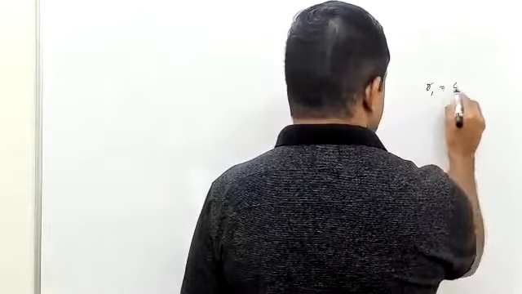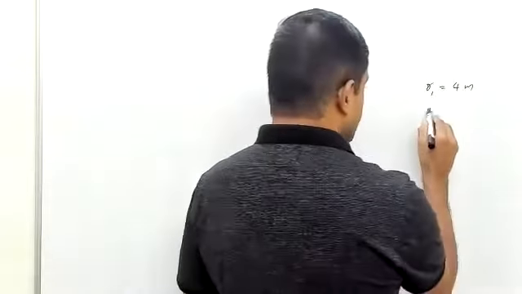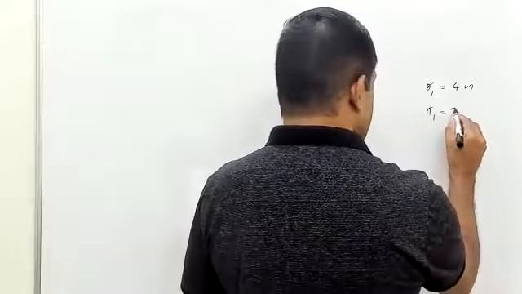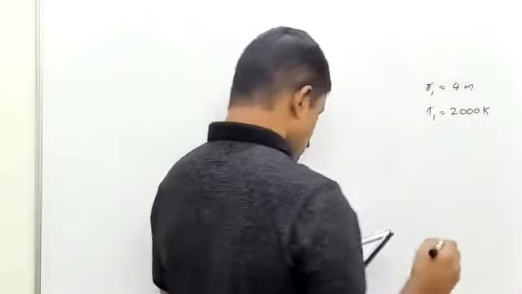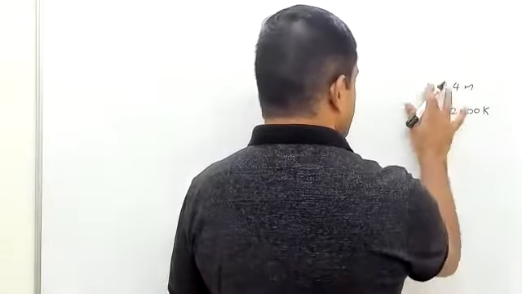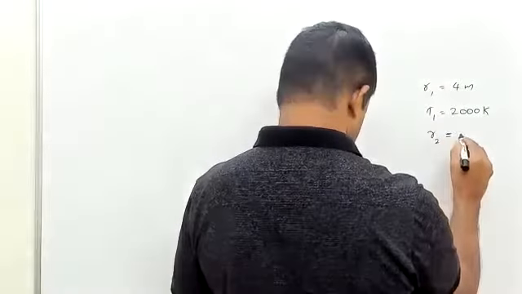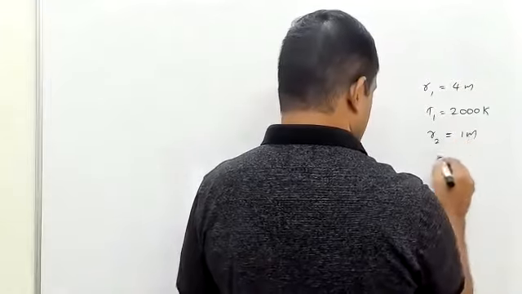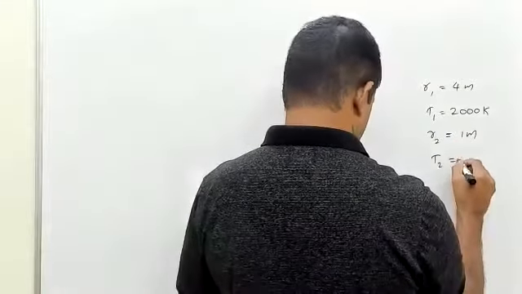Question number 16, very quickly. Two black metallic spheres of radii 4 meters at 2000 Kelvin and 1 meter at 4000 Kelvin will have the energy radiation as two black metallic spheres. The radius of the first one is 4 meters, and its temperature is 2000 Kelvin. The radius of the second one is 1 meter, and its temperature is 4000 Kelvin.